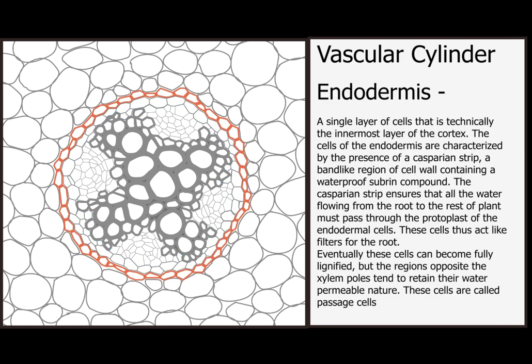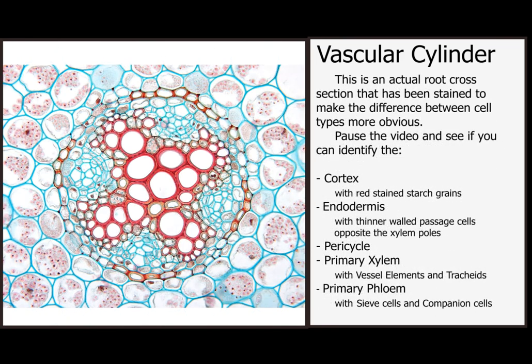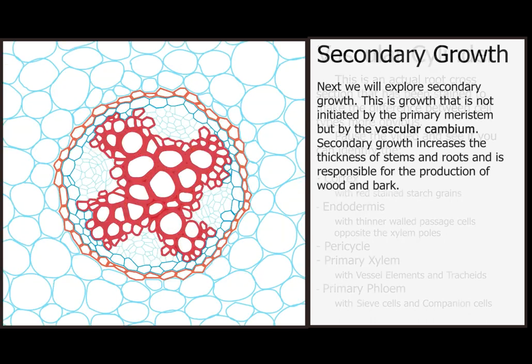The endodermis is a single layer of cells that is technically the innermost layer of cortex. The cells of the endodermis are characterized by the presence of a Casparian strip, a band-like region of cell wall containing a waterproof suberin compound. The Casparian strip ensures that all the water flowing from the root to the rest of the plant must pass through the protoplast of the endodermal cells. The vascular cylinder. This is an actual root cross-section that has been stained to make the difference between cell types more obvious. Please pause the video and see if you can identify these 5 tissues.